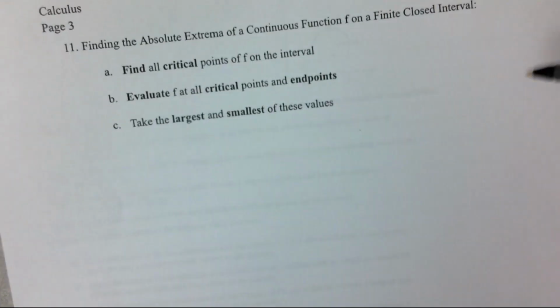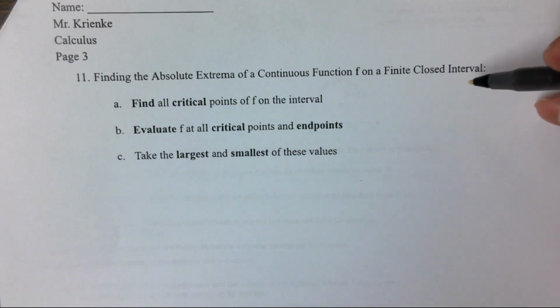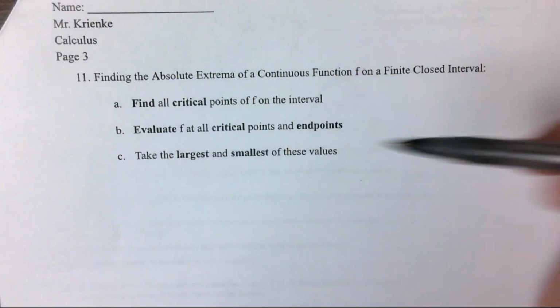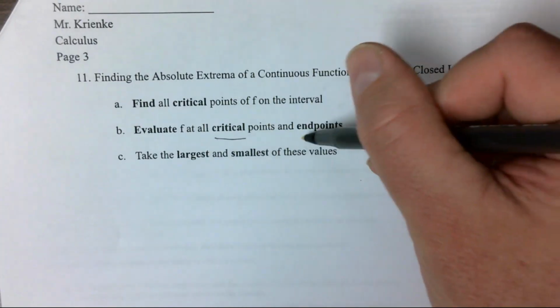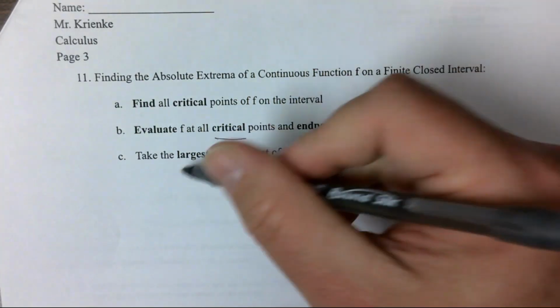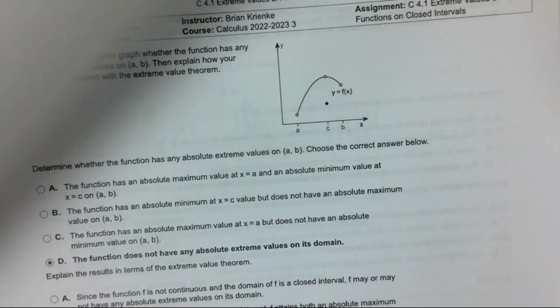And then there's also ones on finding it on a closed interval. What you do is find all the critical points and evaluate them at the critical points and at the endpoints, and take the largest and smallest. Okay, so now let's go through these.